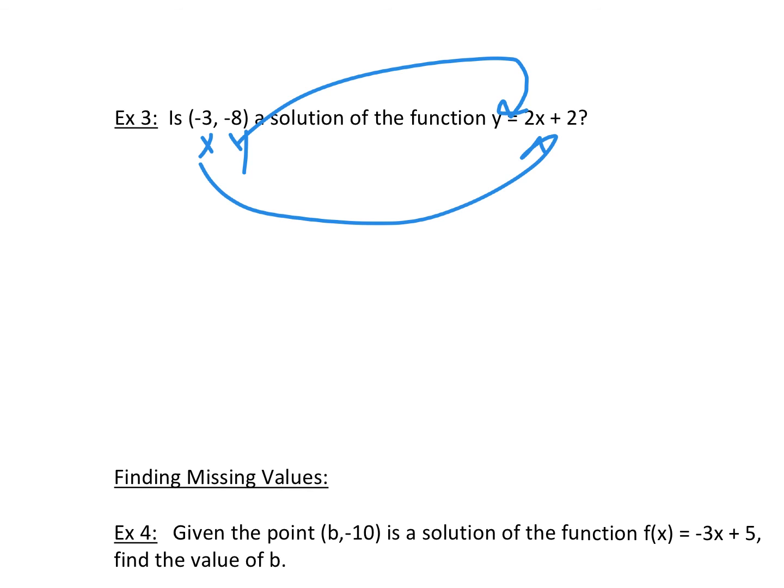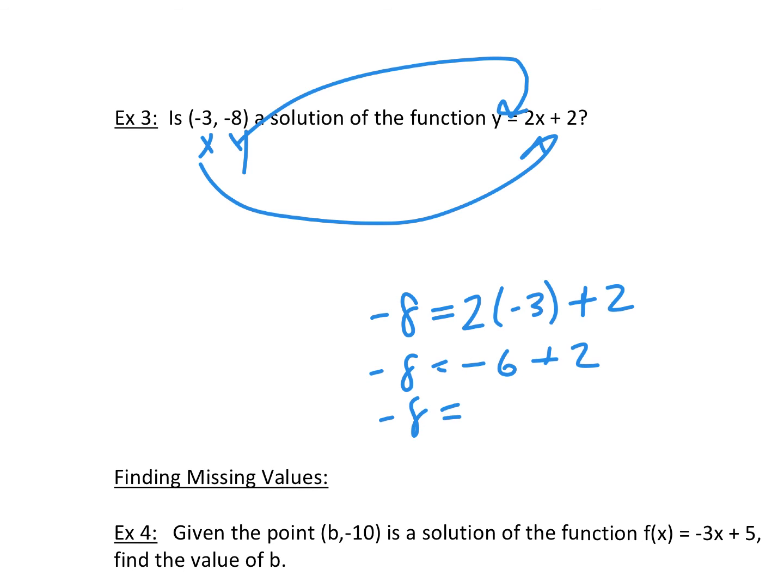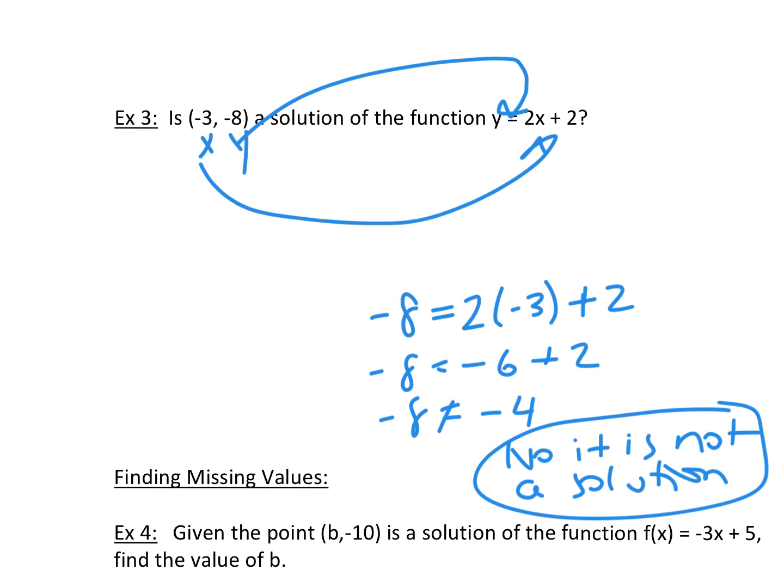So instead of y equals, I'm going to write -8 equals. Instead of 2 times x, I'm going to write 2 times -3 plus 2. And if this comes out to be true, then that means that that point was on the line. If it's not true, then the point is not on the line. So -8 equals -6 plus 2. -8 does not equal -6 plus 2 because that's -4. So no, it is not a solution. Okay, if I had gotten the same value, then it would be yes, it is a solution.